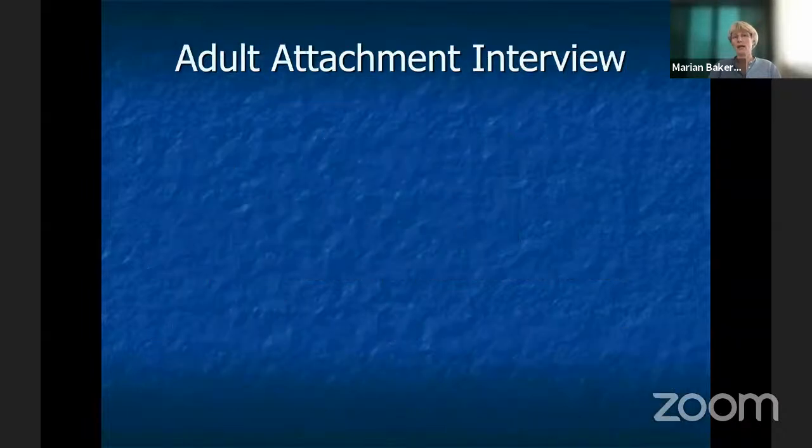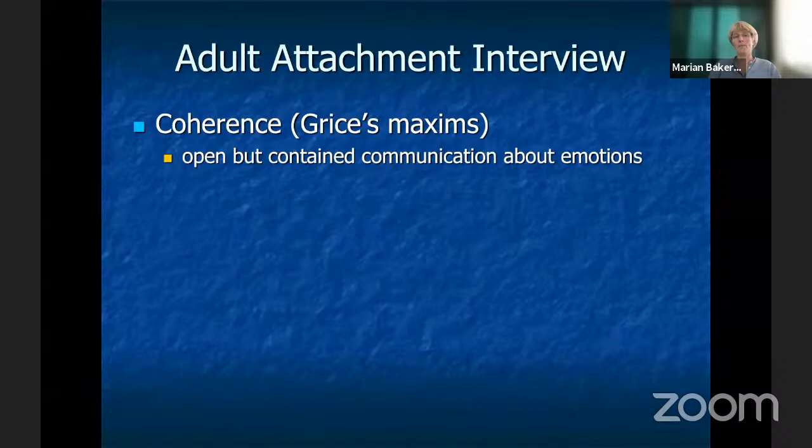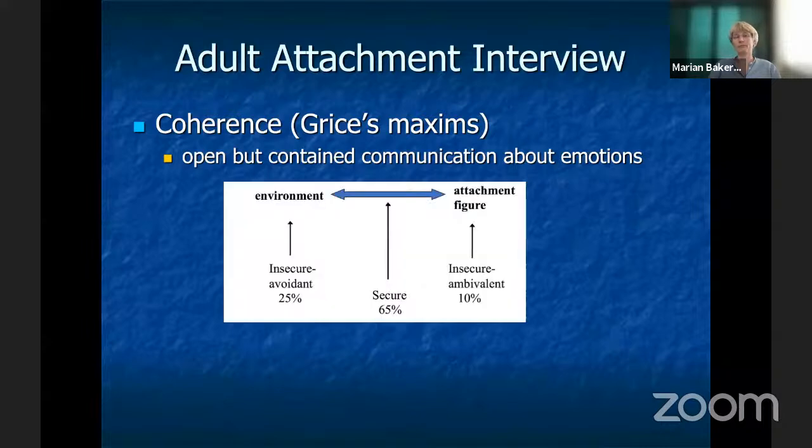And in coding the Adult Attachment Interview, the coder uses Grice's maxims for coherence. So a secure interview reflects open but contained communication about emotions. So remember this balance in the behavior of children in the Strange Situation procedure. The same is true here for adults. So secures strike the balance between being in this interview and focusing on attachment experiences.